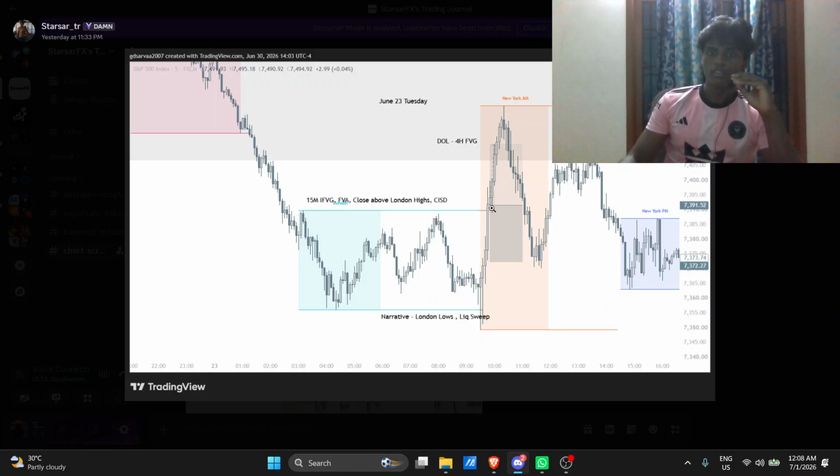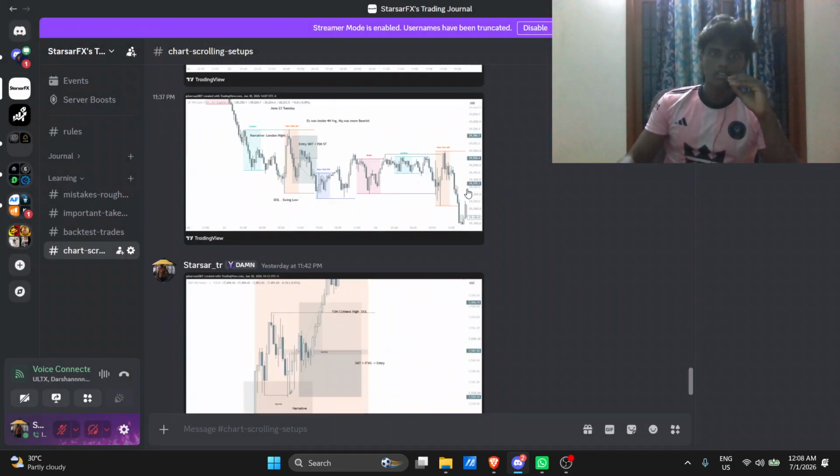So entry at this 5-minute fair value gap, at the 1 to 2 of the 4 hour fair value gap, and drawn liquidity on the 4 hour fair value gap being tapped is absolutely awesome. Okay, so this is one good, nice trade.